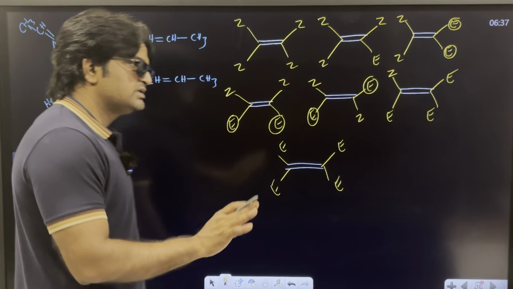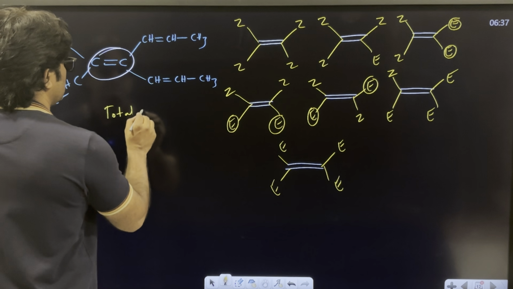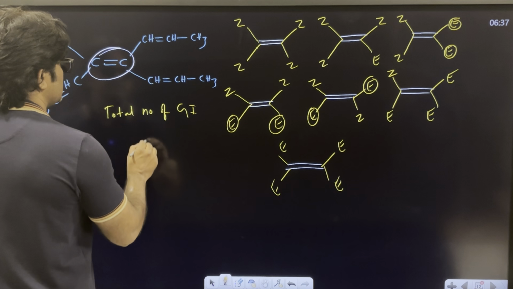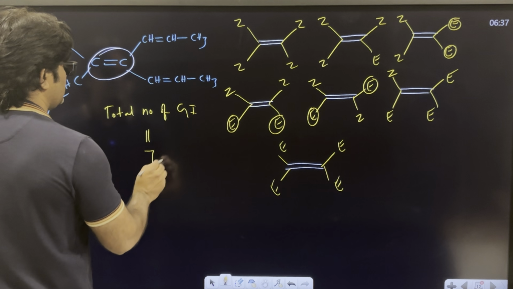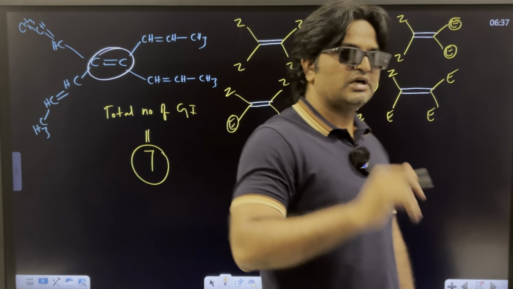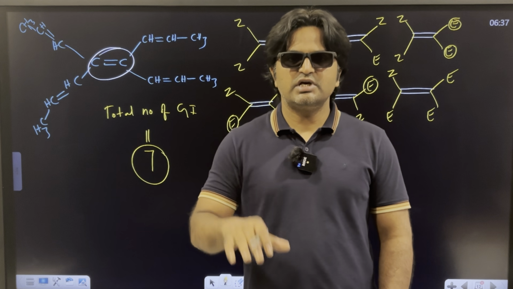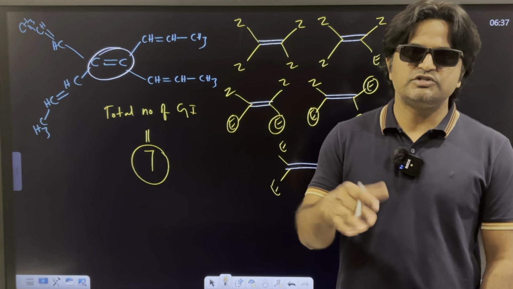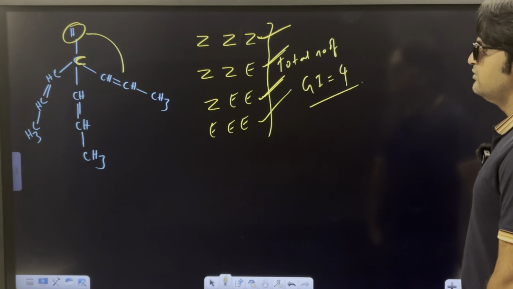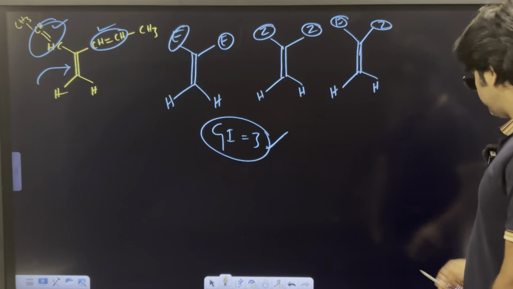Here they are not asking for structural isomers. What are the total number of geometrical isomers? What is the answer? Total number of geometrical isomers equals 7. Okay. In the first two questions, they asked for the number of structural isomers which are responsible for geometrical isomerism, or which can show geometrical isomerism. But in these questions, they are directly asking for the total number of geometrical isomers.